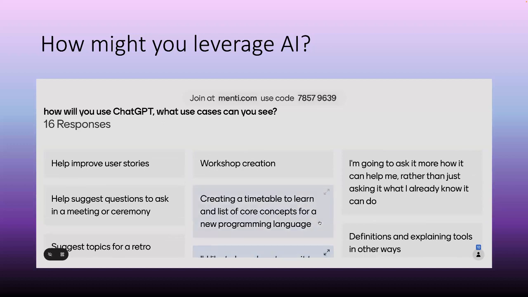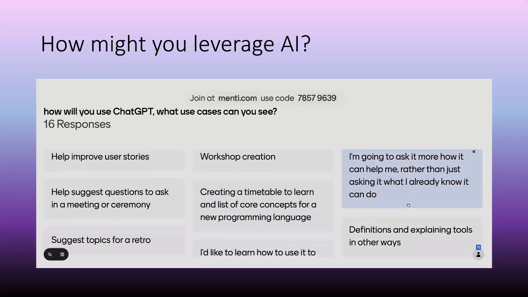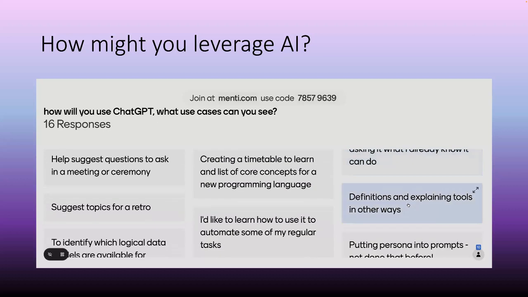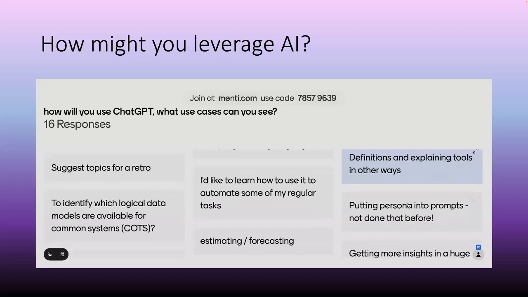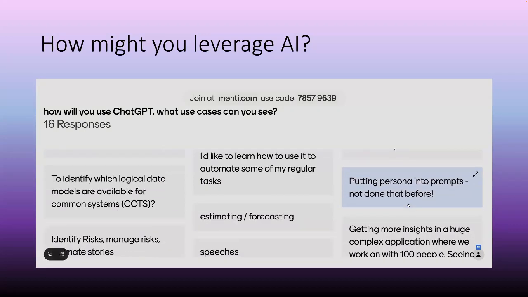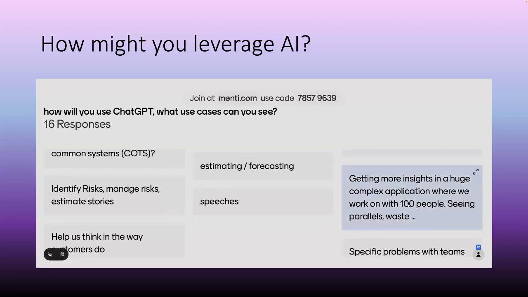Some regular tasks, yeah, there's some good stuff we can do. There's some really good examples in here. Yeah, asking how it can help me. Really explore those things. Defining and explaining things in other ways. Putting personas in prompts, yeah, really good. It really does help. Try answer as a drunk pirate just for a bit of fun. Getting more insights into huge complex applications we were working on with 100 people, seeing parallels and waste.